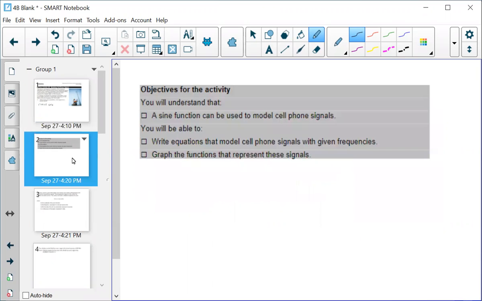Objectives for the activity: you will understand that a sine function can be used to model cell phone signals. You will be able to write equations that model cell phone signals with given frequencies. Graph the functions that represent these signals.